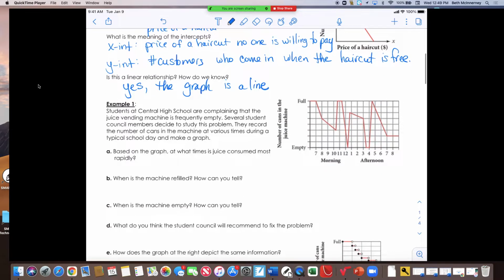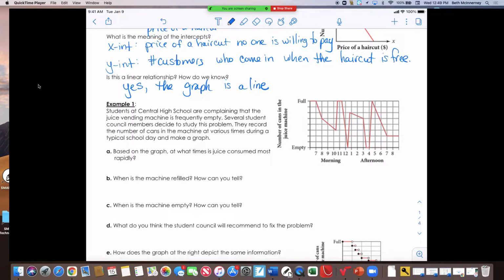All right, so now let's take another graph. In example 1, it says students at Central High School are complaining that the juice vending machine is frequently empty. Several student council members decide to study this problem. They record the number of cans in the machine at various times during a typical school day and make a graph.